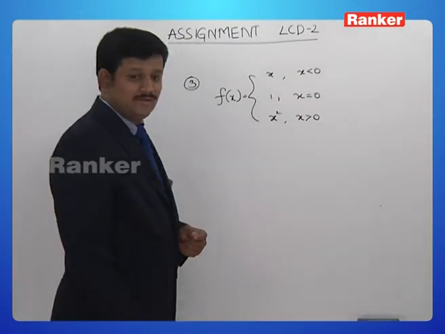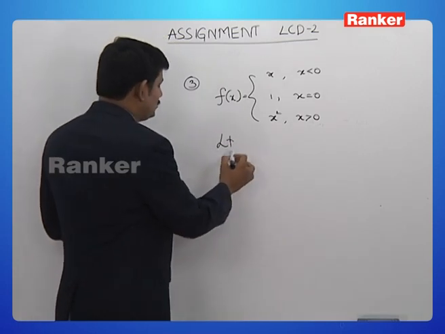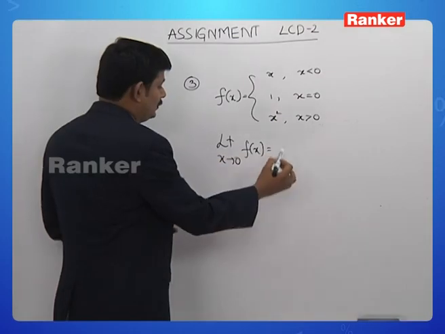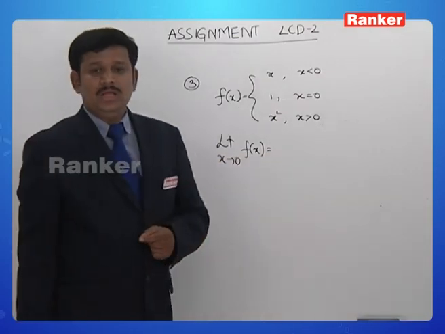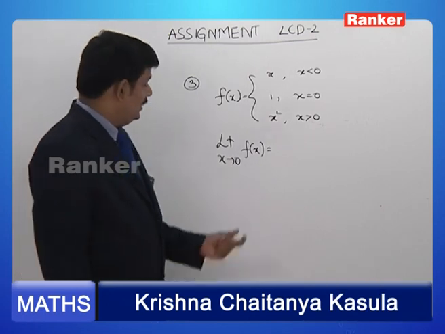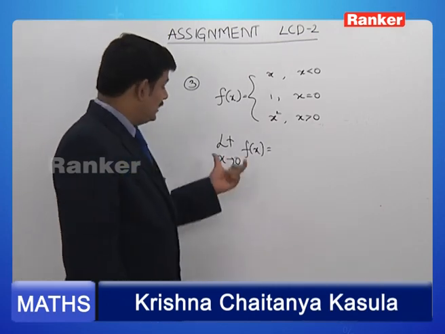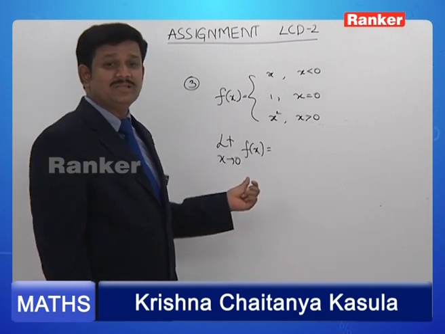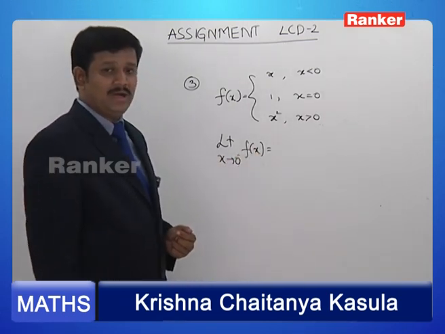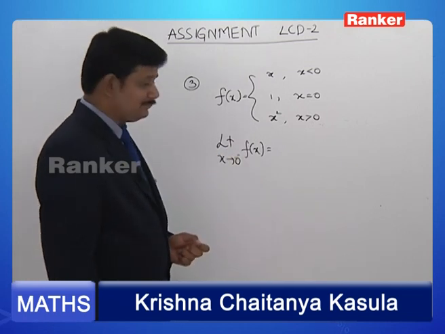And we are asked to evaluate limit x tends to 0 of f of x. Now we know limit x tends to 0 of f of x exists only when the left hand limit exists, the right hand limit exists, and both of them are the same. So let us evaluate limit x tends to 0 minus f of x separately.